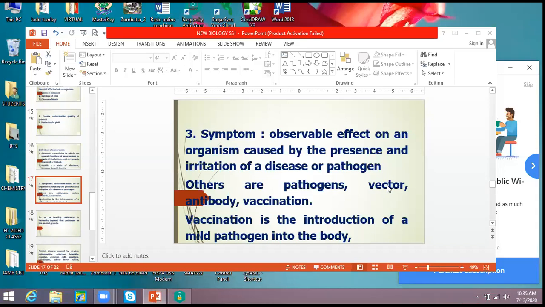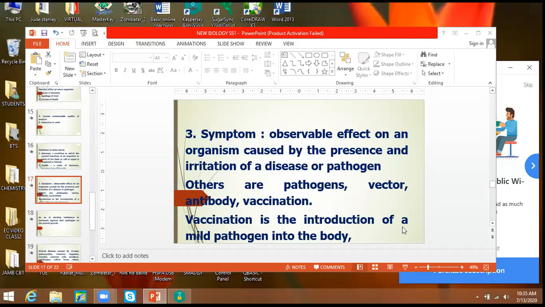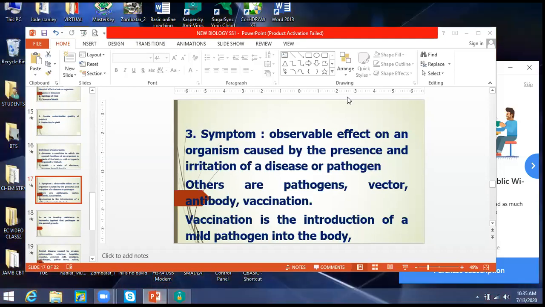Vector, I just finished explaining vector: a vector is an animal that carries pathogenic microorganisms. Then antibody, then vaccination. So what is vaccination? Vaccination is the introduction of a mild pathogen into the body. Mild pathogen means it is not as harmful as what maybe a patient is suffering from. Now, let me explain this. Please listen.